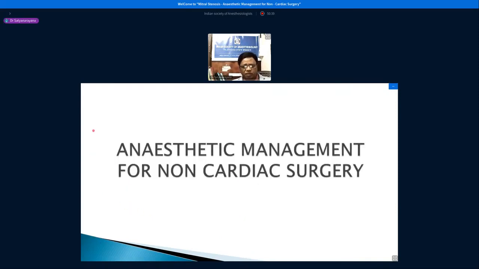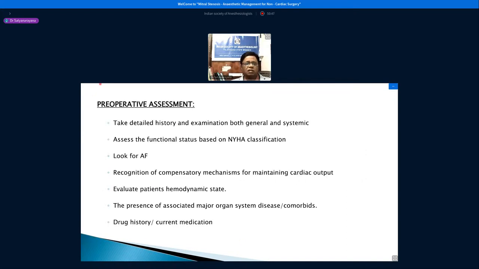Now we have come to the most important aspect of our specialty, anesthetic management for non-cardiac surgery. Let us see what are all the principles and goals. The most important is the preoperative assessment. Take a detailed history, examine both general and systemic, assess the functional status based on the NYHA classification, and look for whether the patient has AF or not. Recognize compensatory mechanisms, how much reserve the patient has, whether he is able to maintain cardiac output or not. Evaluate overall hemodynamic status, and the presence of any comorbid disease and organ dysfunction is also important, and most important, drug history and current medication.